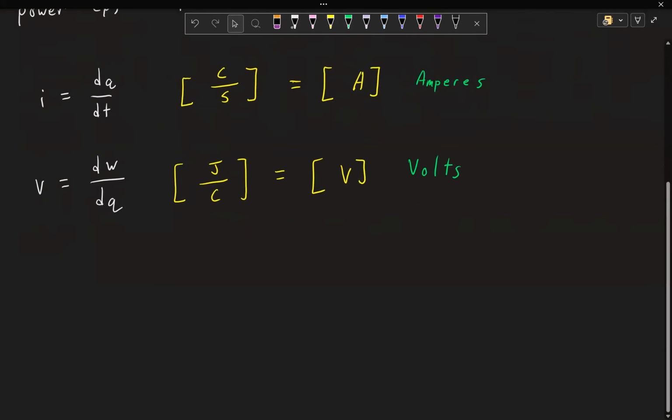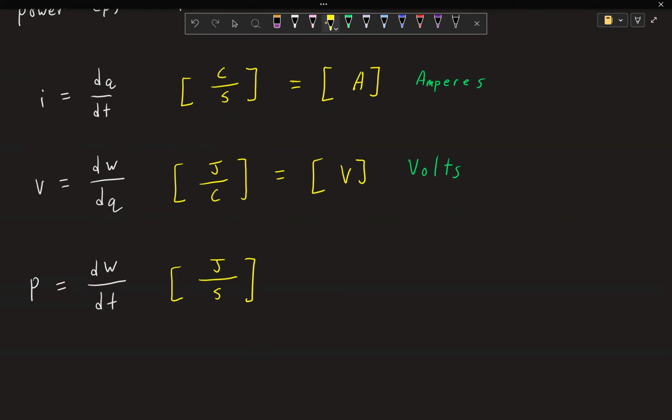Then power is the derivative of energy with respect to time. So for its units, we would just say, okay, energy per time, joule per second. And what is a joule per second? It's just a watt. So we measure power in watts.